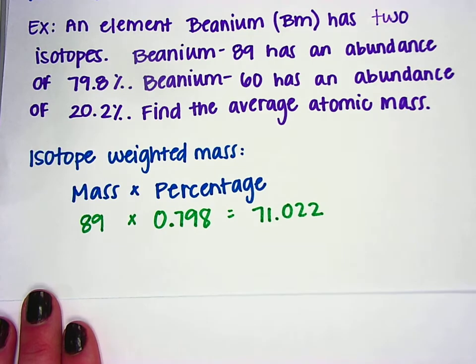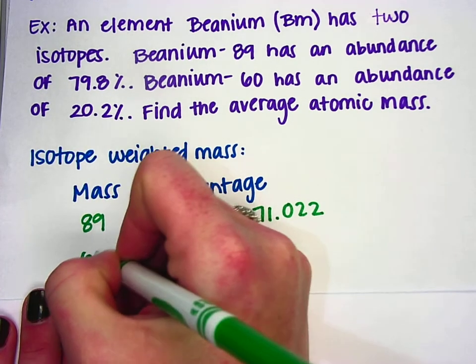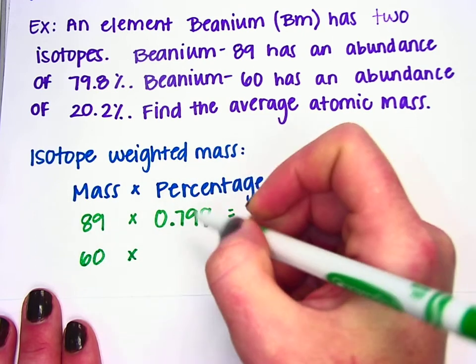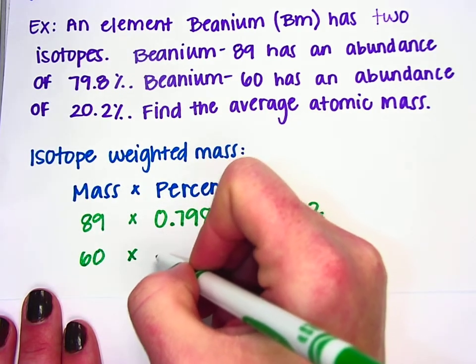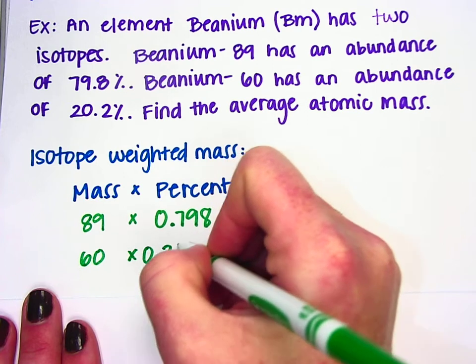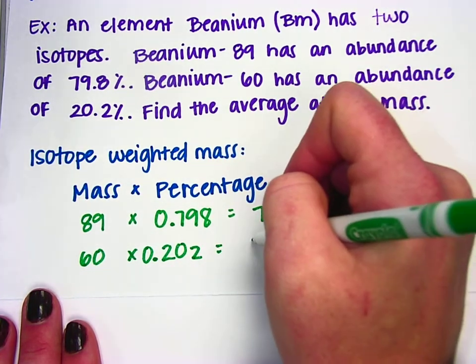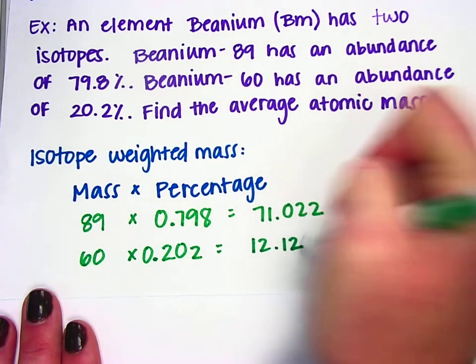And then I'll do the same thing for the other isotope. So the mass of 60 times 0.202, and that gives me 12.12.